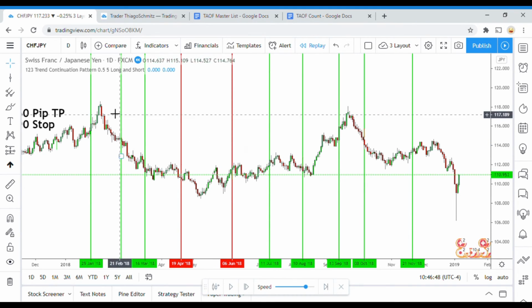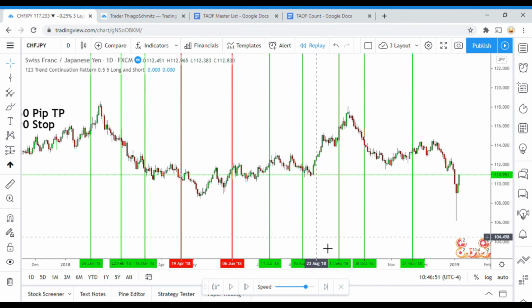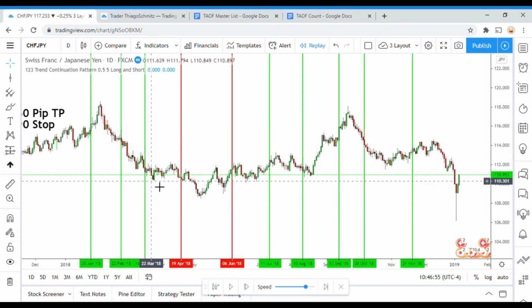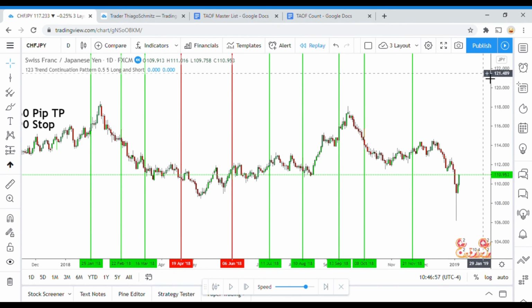So, all right, yeah, there you have it. 1, 2, 3 trend continuation pattern. Indicator will go on the yes list and we will move on from here.